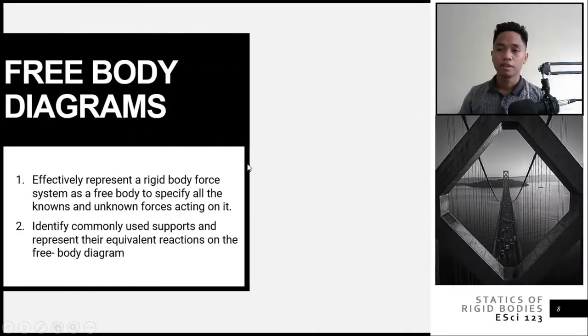All right? So free body diagrams. So I guess nga ako na siya na-introduce before sa inyo kung unsa ang free body diagrams, pero ang ilang difference diri is we are dealing with rigid body na. Okay, we will understand that later. So first is we're going to effectively represent a rigid body force system as a free body diagram to specify all the knowns and unknown forces acting on it. So that is really the purpose of your free body diagrams, di ba? To expose kung kinsa ang known o kinsa pud ang mga unknown forces nga naa sa imuhang body.